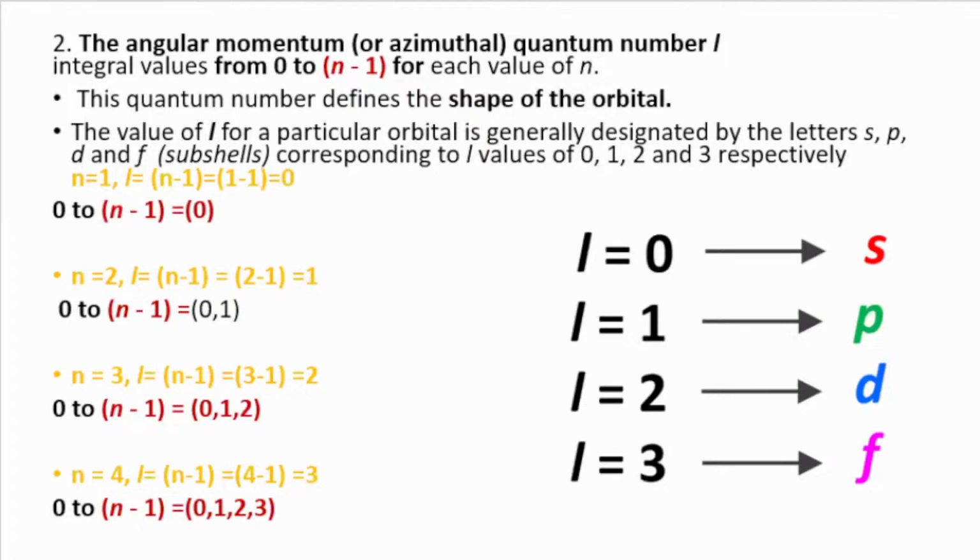If n is 1, n-1 is 0. 0 means, this quantum number defines the shape of the orbital. That means 0 means it's an S orbital, the S shape of orbitals.